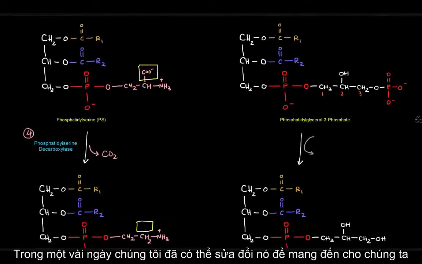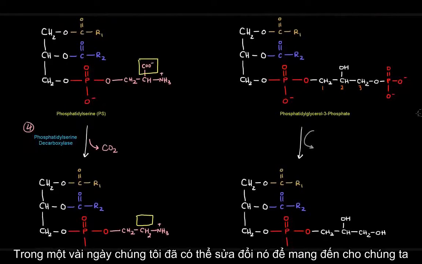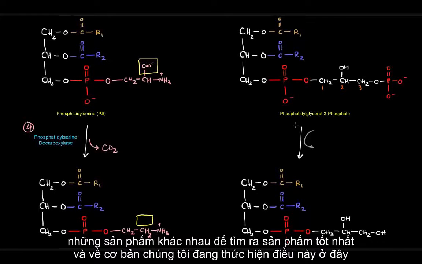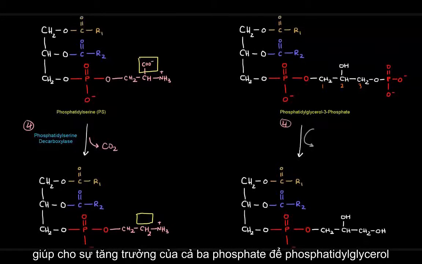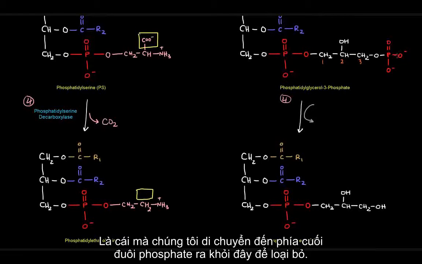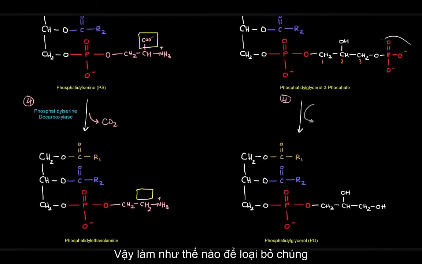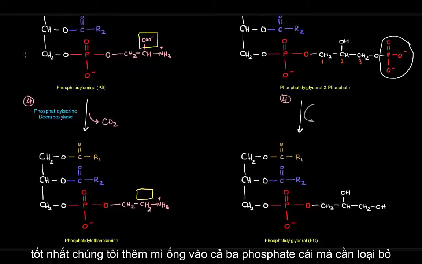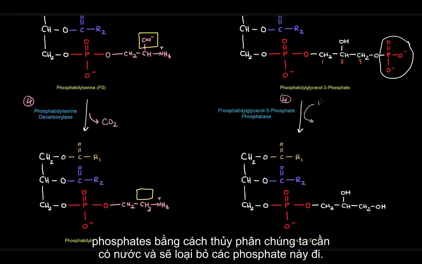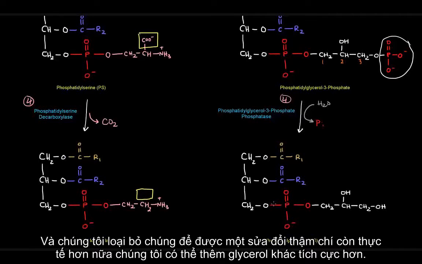So now that we have that, we can modify it to give us a different product. And basically what we're doing here, going from phosphatidylglycerol 3-phosphate to phosphatidylglycerol, is that we're removing this terminal phosphate out here. We're getting rid of this. So how do we get rid of that? Well, we add phosphatidylglycerol 3-phosphate phosphatase, which removes phosphates by hydrolyzing them off. So we'll have H2O, and that'll kick off the phosphate. And we're left with phosphatidylglycerol. Right, so that was a modification that gave us this.